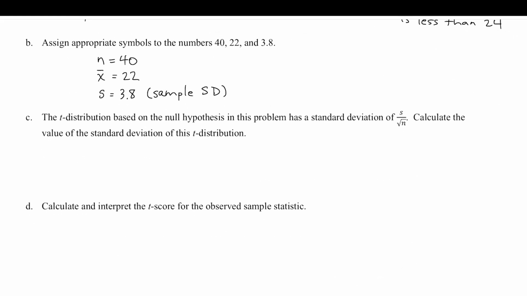All right, now part C is asking us to calculate a different standard deviation. It's the standard deviation of what we call the t-distribution, or what we would refer to as the null distribution, right? So the t-distribution based on the null hypothesis would be the null distribution. And s over the square root of n is an estimation for the standard deviation of the null distribution.